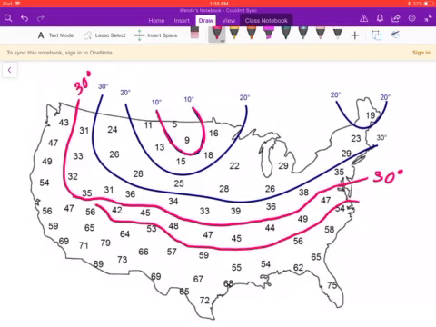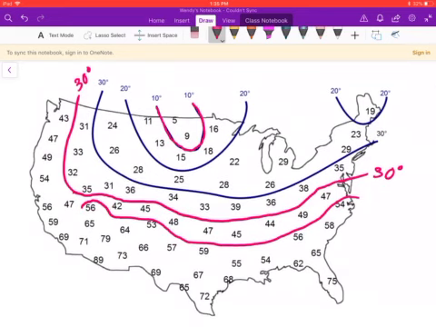Be careful right here. Remember, you want to make sure that your isotherms never cross, because a single point can't have two different temperatures at once. Just like, oops, I labeled those wrong. Let me go back. That was our 40 degree and our 50 degree.